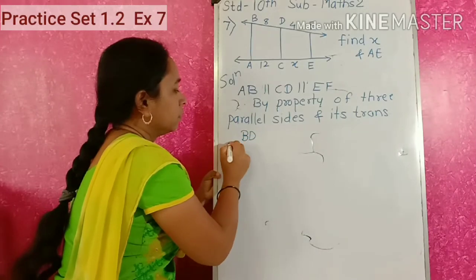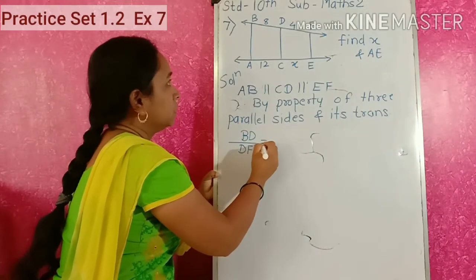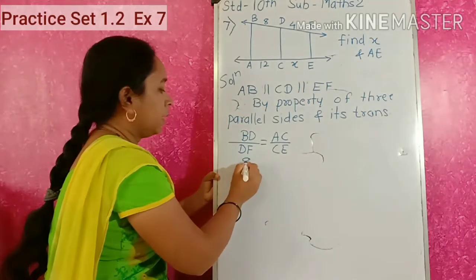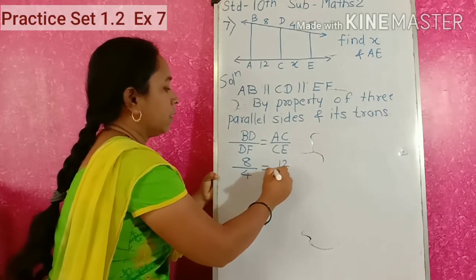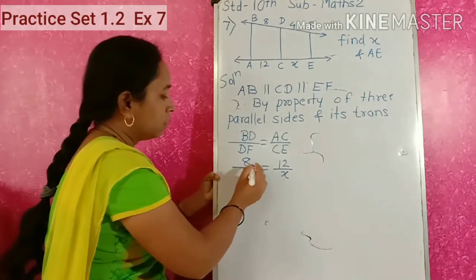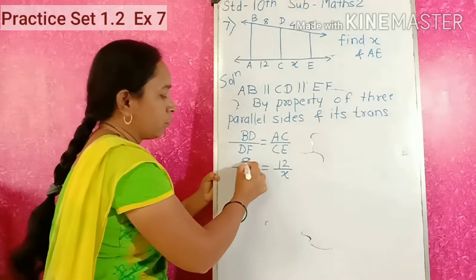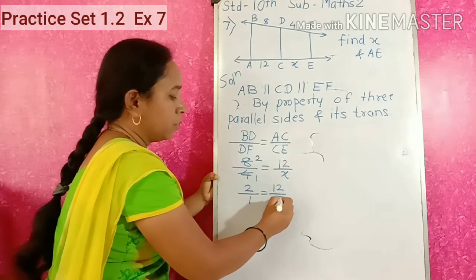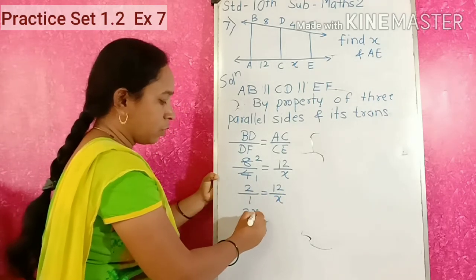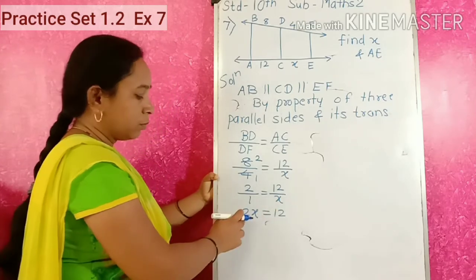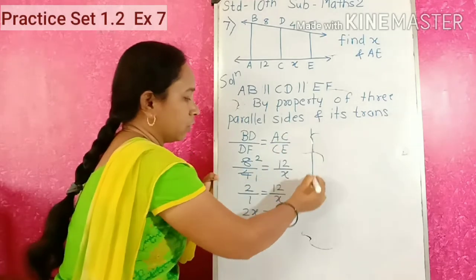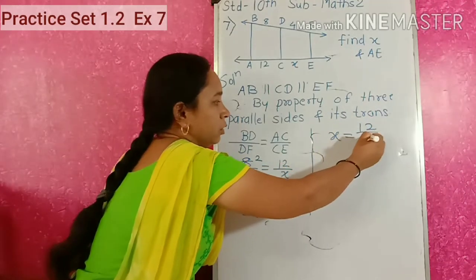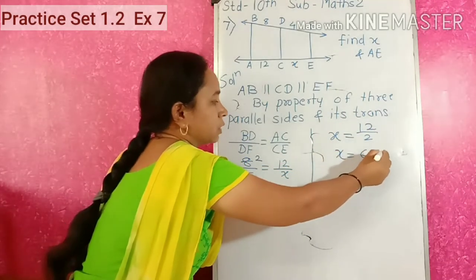BD upon DF is equal to AC upon CE. Put the values. 8 upon 4 is equal to 12 upon X. Here these two are divisible by 4. So 4 2s are 8, 4 1s are 4, 2 upon 1 is equal to 12 upon X. Transfer X to this side. So 2X is equal to 12. By 2 you can divide this 12. So here you will get X is equal to 12 upon 2, that means X value would be 6 units.